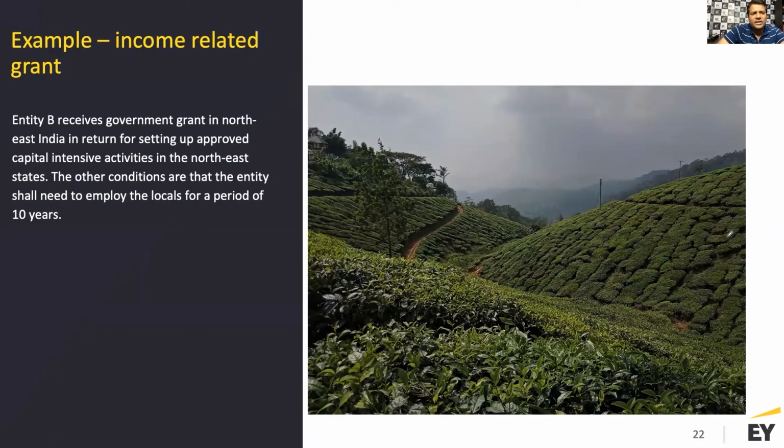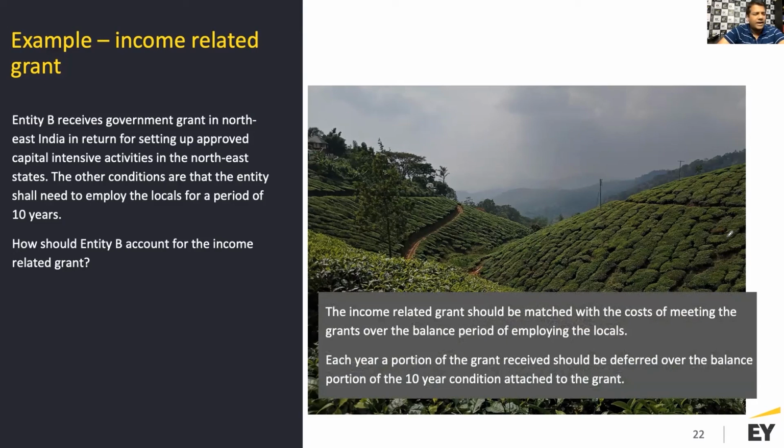The other conditions are that the entity shall need to employ the locals for a period of 10 years. So you need to generate employment for a period of 10 years, and you also need to incur cost for setting up the project. How should entity B account for the income related grant? The income related grant should be matched with the cost of meeting the grant over the balance period of employing the locals each year. A portion of the grant received should be deferred over the balance portion of the 10-year condition, because I need to maintain the employment of the locals for a period of 10 years.